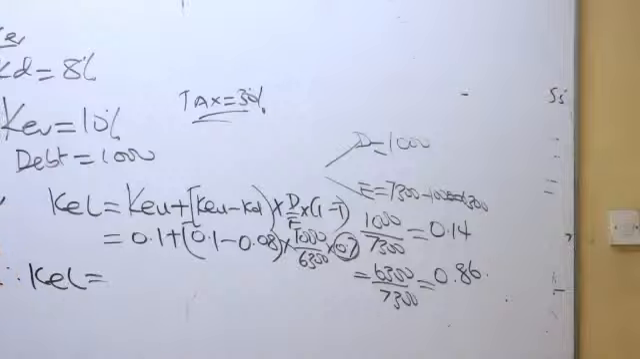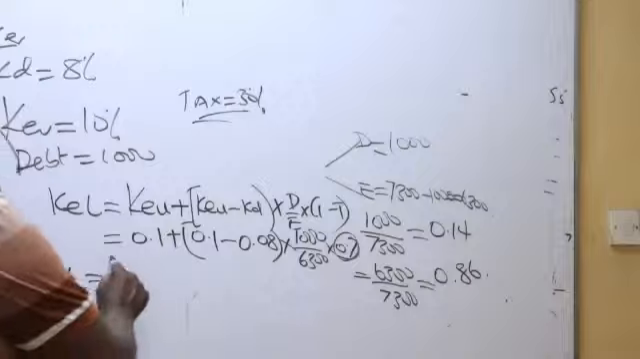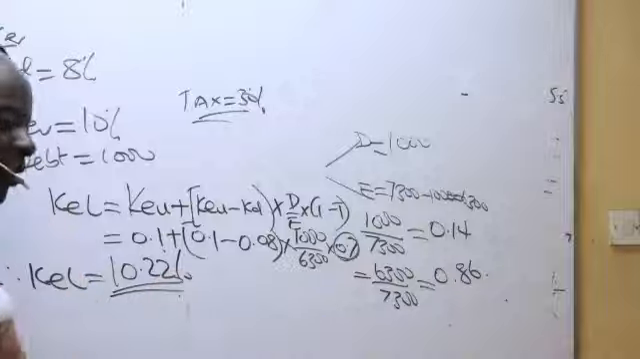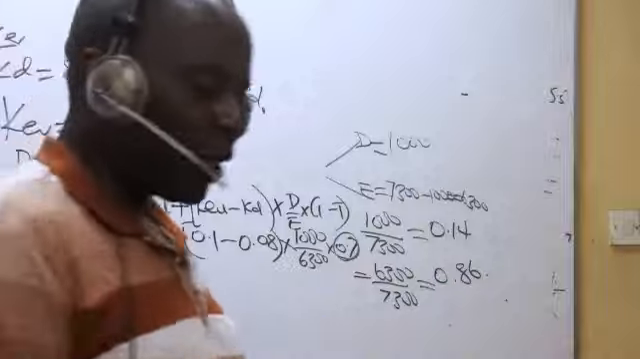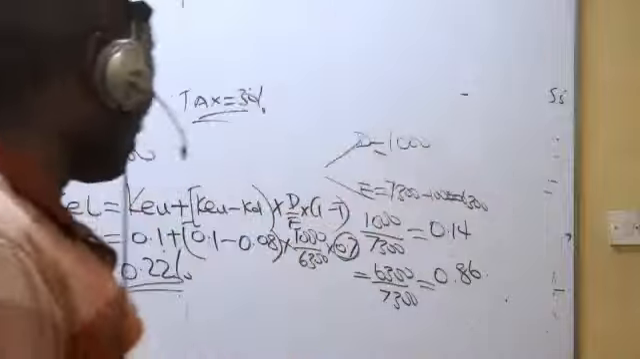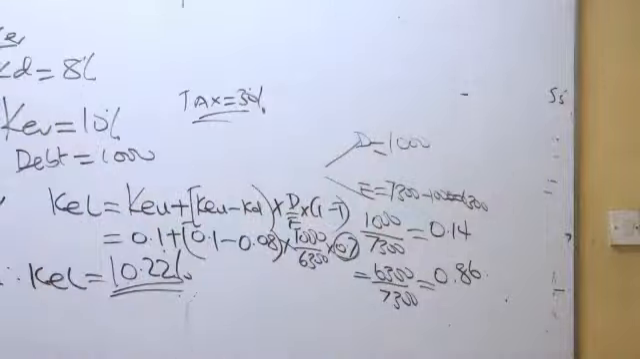Our KL will be equal to who at the end of the day? Our KL will be equal to 10.22%, the one that was given to us. I'm so sure all of us really would have gotten this. Nobody would have lost these 3 marks.